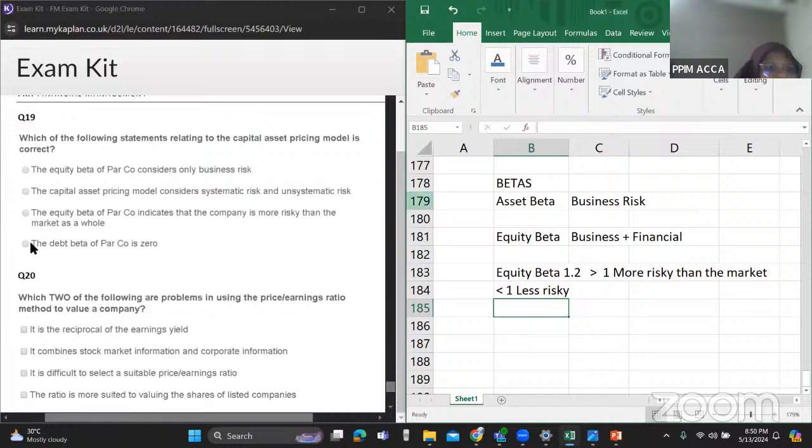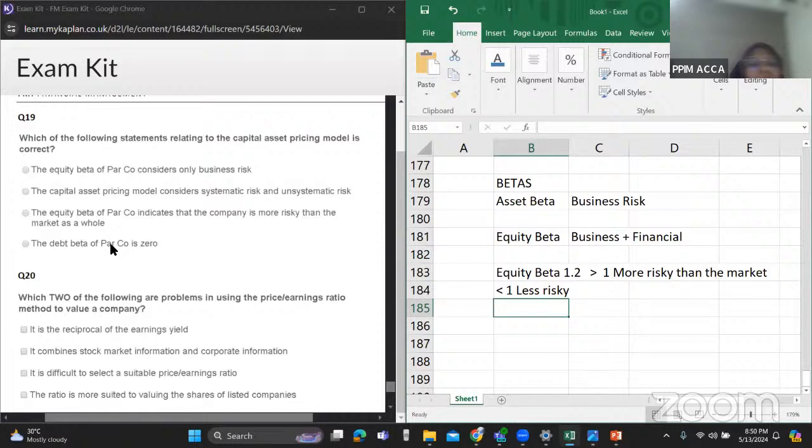Okay. Last point, they're saying the debt beta of PAR company is 0. They didn't talk about the debt beta at all. The reason why they have put this is, when we do the capital asset pricing model in our paper, FM, we make an assumption that debt beta is always 0. Because if we don't make that assumption, our calculations will become very complicated.